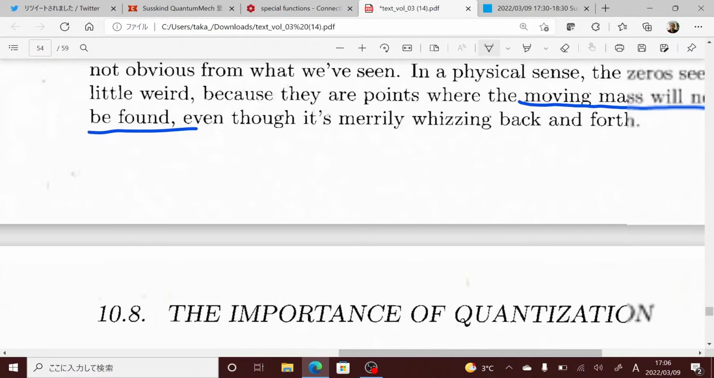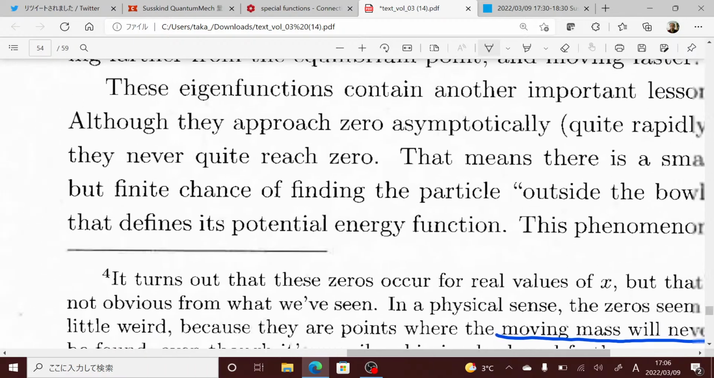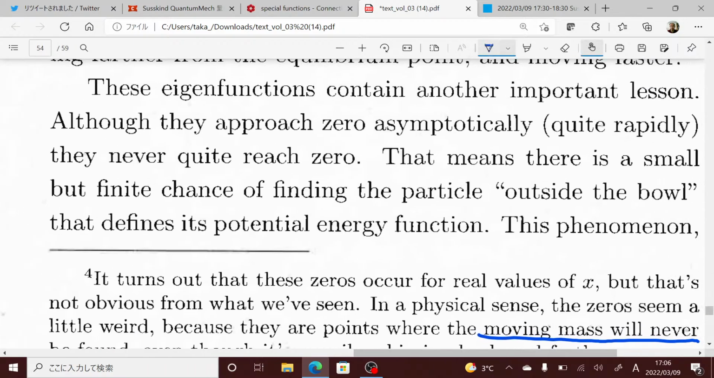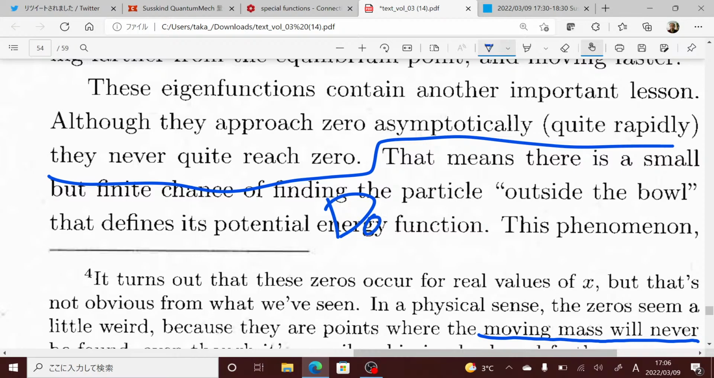Okay, don't worry about tunneling. I think the exploration here is not enough. So don't worry.